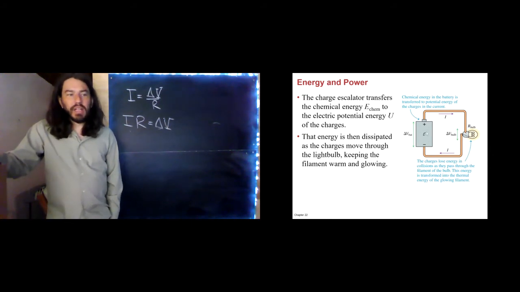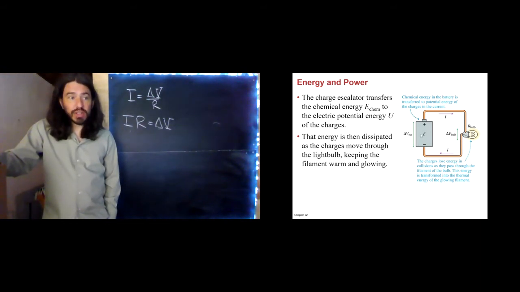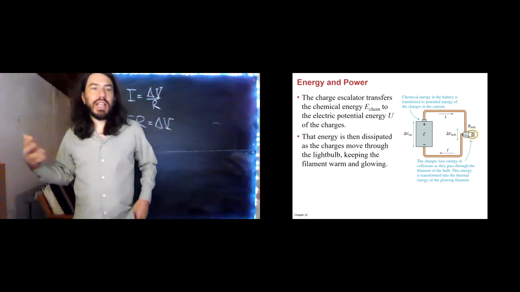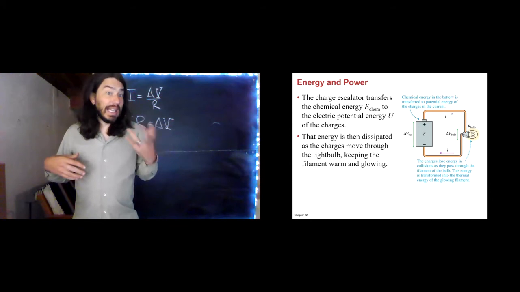Thinking about putting a battery in here, the battery gives potential energy to the charges. Those charges then move along the ideal wire at the same energy, right? So since the wire has no resistance, no energy is dissipated in this wire. And then those charges dissipate their energy. They deposit their energy into this light bulb. And so what we're really seeing is an energy transformation from electrical potential energy to light and heat.